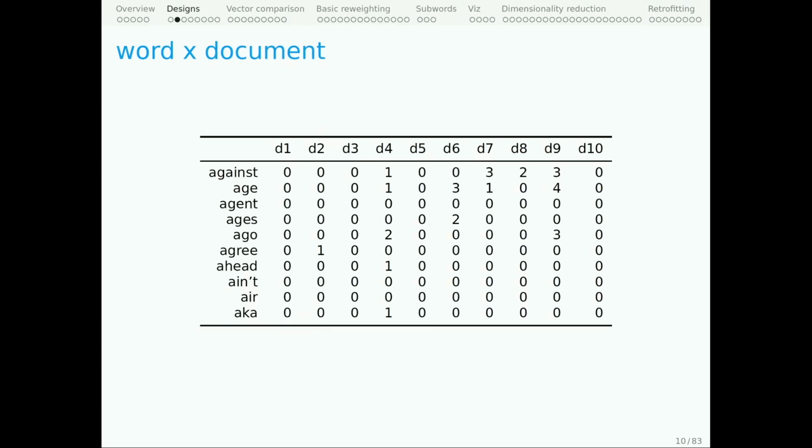Word by document, that's another common thing. Words along the rows, documents across the columns, that will be much sparser, of course. And if your documents are short, it will have an incredible number of zeros in it. Very different from the word by word one.